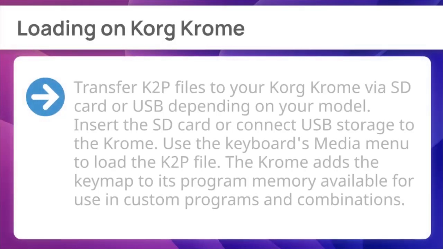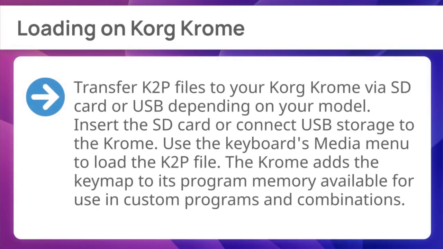First, loading on Korg Krome. Transfer K2P files to your Korg Krome via SD card or USB depending on your model. Insert the SD card or connect USB storage to the Krome. Use the keyboard's media menu to load the K2P file. The Krome adds the keymap to its program memory available for use in custom programs and combinations.